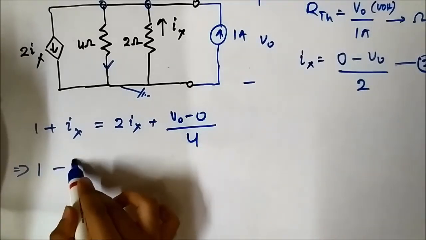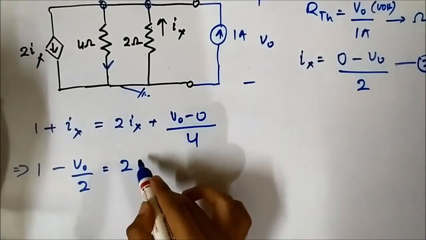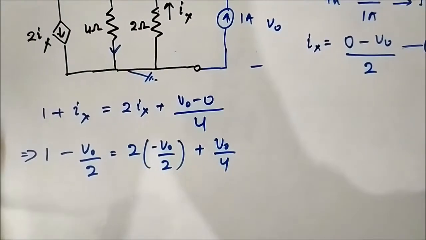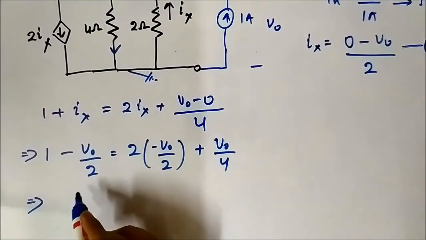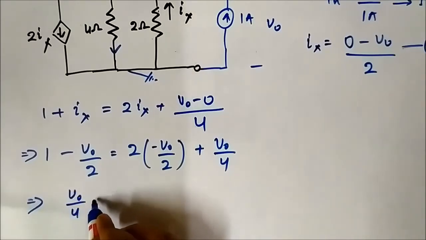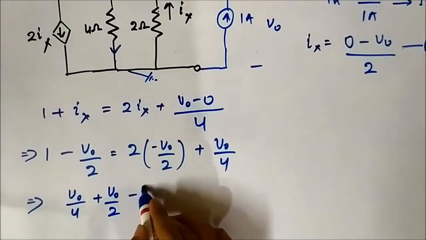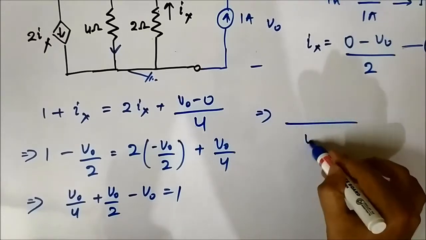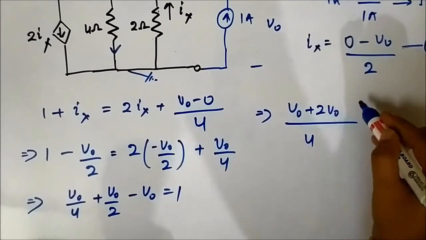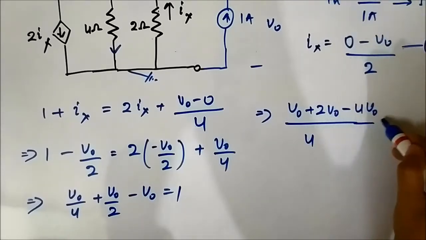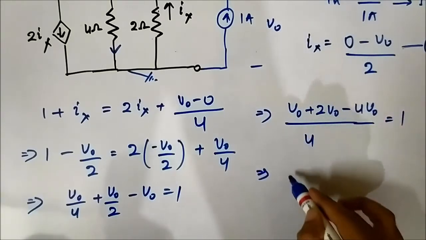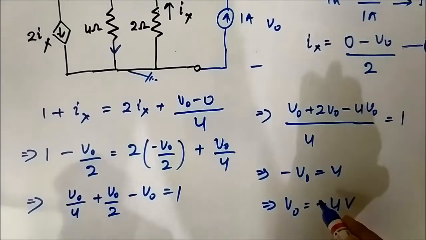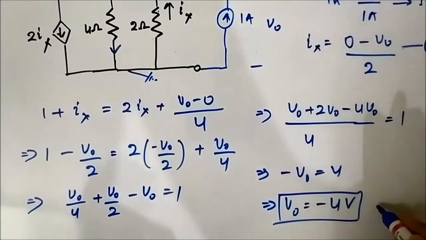1 plus Ix, where Ix is minus V0 by 2, is equal to 2 Ix, which is minus V0 by 2 plus V0 by 4. That implies, bringing all the V0s to one side, V0 by 4 plus V0 by 2 minus V0 is equal to 1. Taking 4 as the LCM, V0 plus 2 V0 minus 4 V0 is equal to 4. That implies minus V0 is equal to 4, so V0 is equal to minus 4 volt. This is the third important relationship.